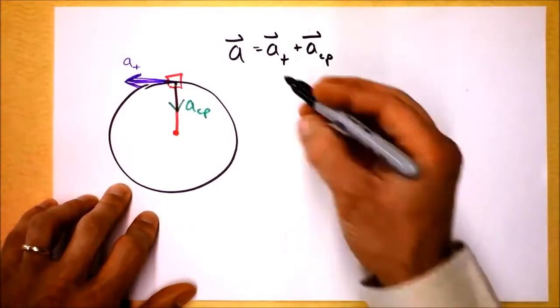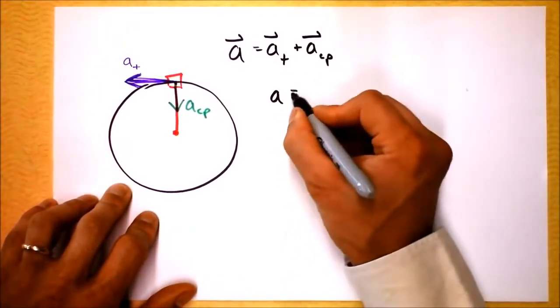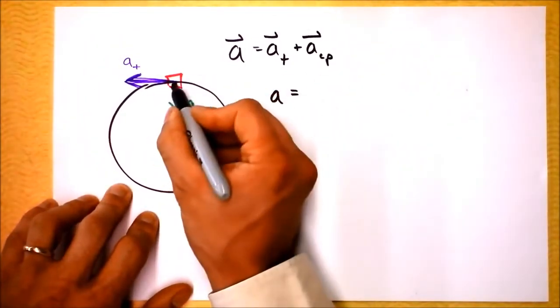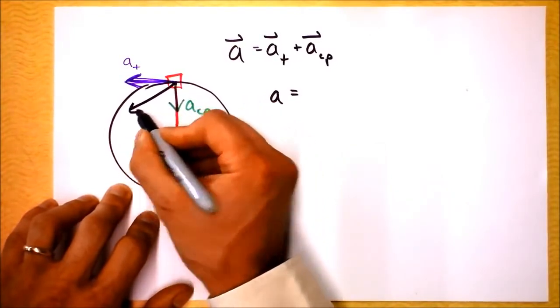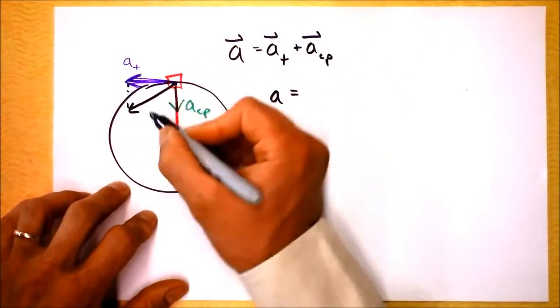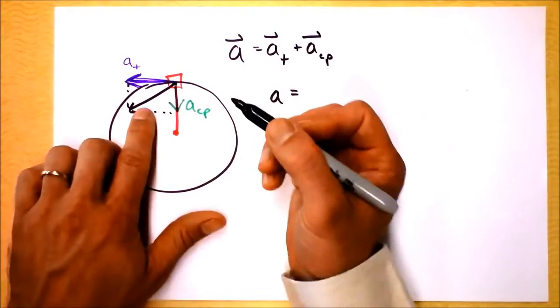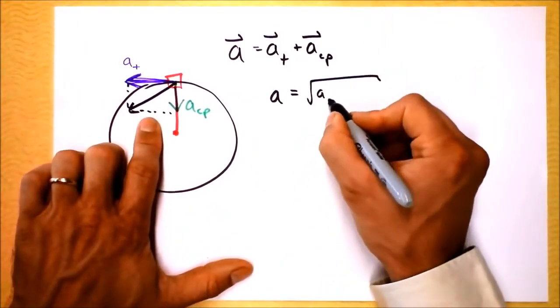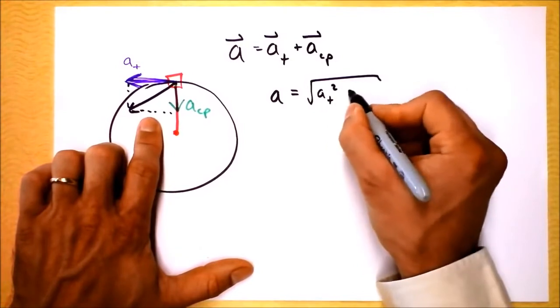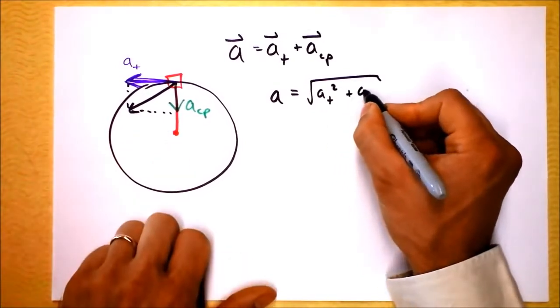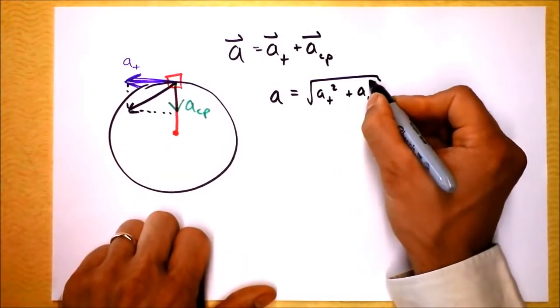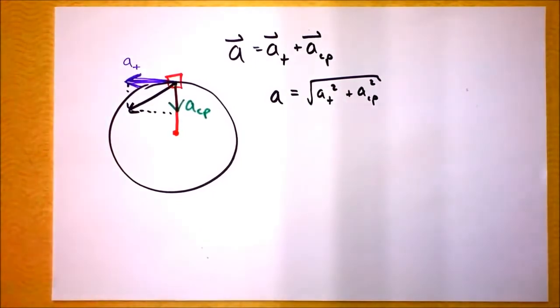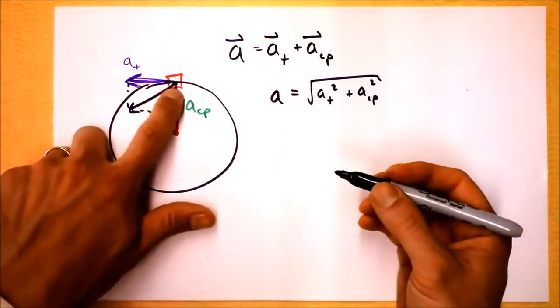And so if we're interested in just how much the total acceleration is, we could make a right triangle here, and we could find that its components are the two accelerations. So we can use a little bit of Pythagoras and say that this is tangential acceleration squared plus centripetal acceleration squared.